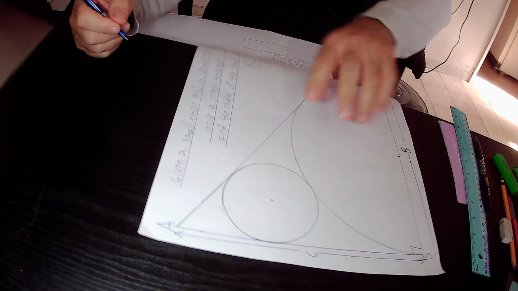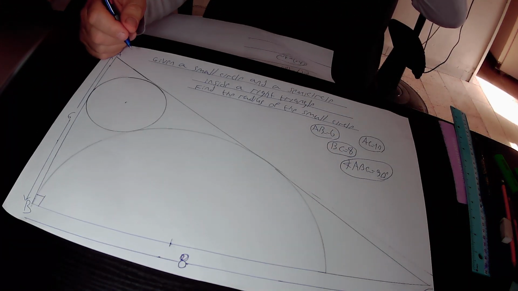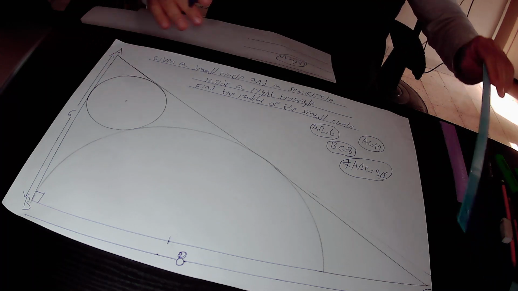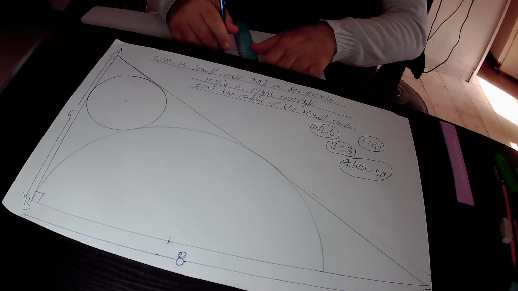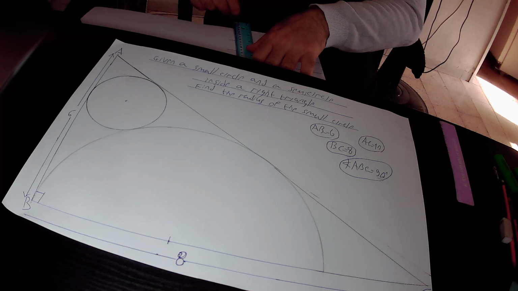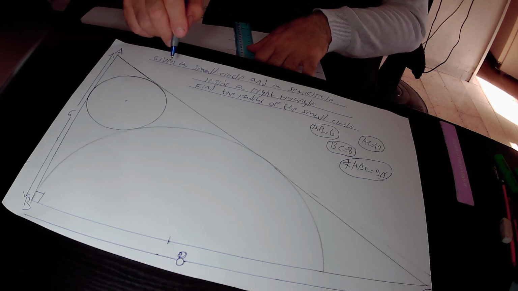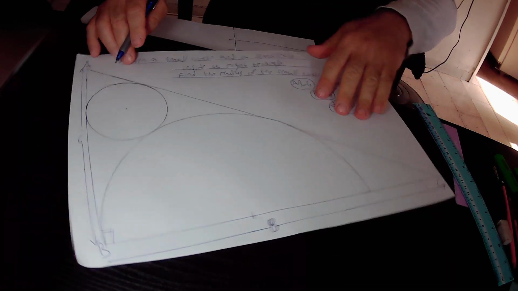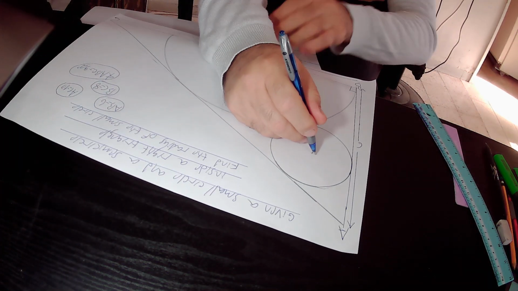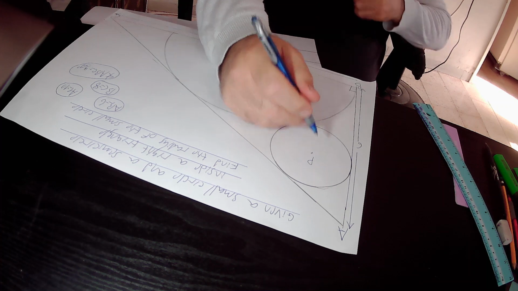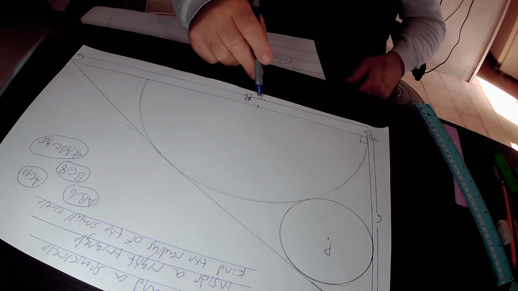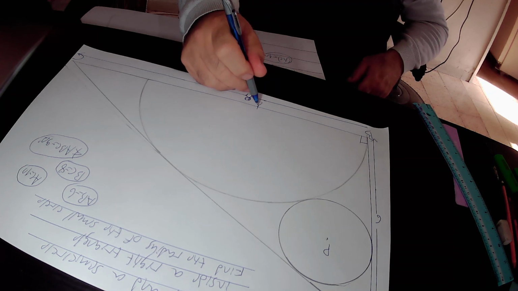In the next step, we will define the relevant points to this question with letters. We will define the center of this small circle. This point is point P. We will define the center of this big semicircle. This point is point Q.